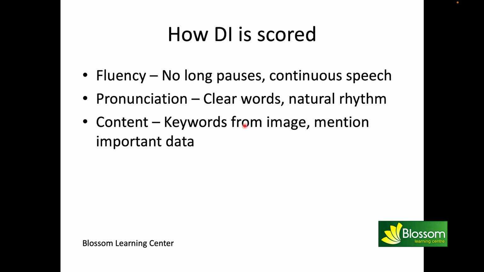If you want to get 90 out of 90 in it, you need to work on 3 different areas. The first is fluency, the second is pronunciation, and the last one is content. Fluency means no long pauses and continuous speech. Pronunciation means clear words and natural rhythm. And the last one is content, which means using key words from the image and mentioning important data. We will discuss this more later on. Right now, just remember that we need fluency, pronunciation, and content to get the maximum score in this section.